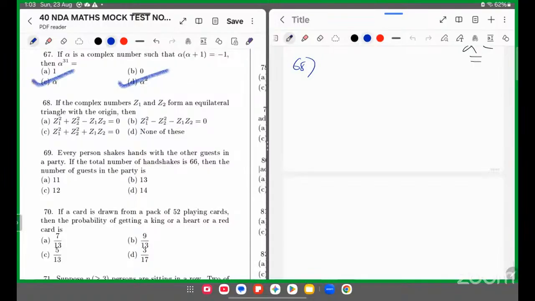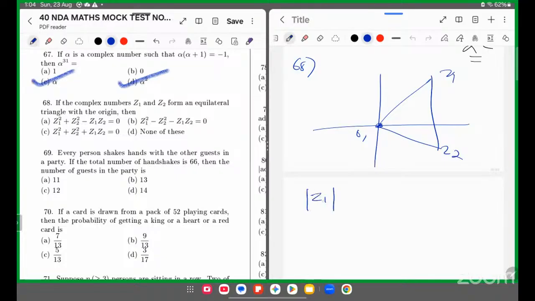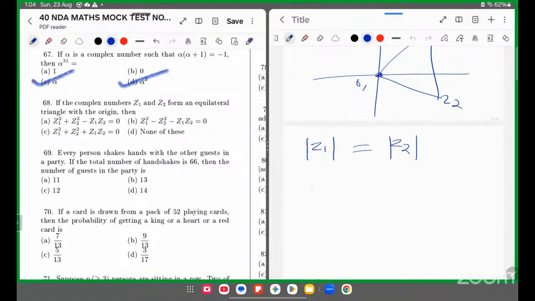Question number 68. If the complex numbers Z1 and Z2 form an equilateral triangle with the origin, this is 0. So modulus of Z1 and modulus of Z2 are equal, and modulus of Z1 minus Z2 is also equal.